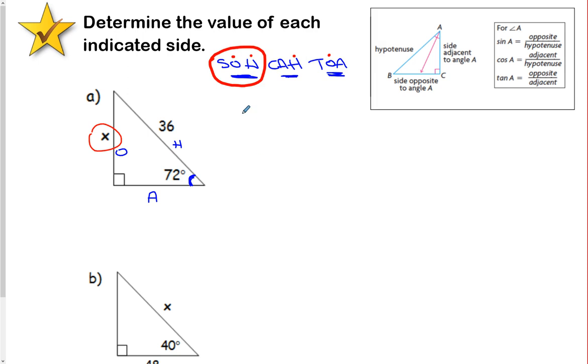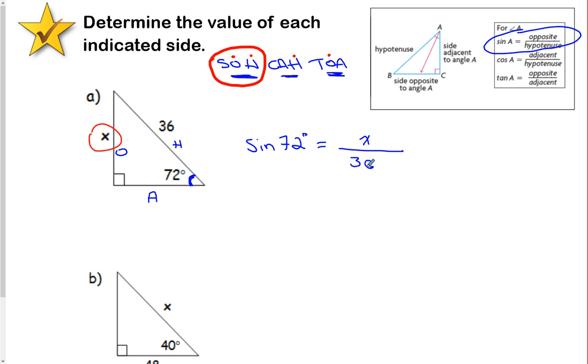So to do that, I'm going to say sine of my angle. My angle is 72 degrees. And I remember that sine means opposite divided by hypotenuse. That's right up here as well, right? So my opposite side is the one I don't know, that's x. And my hypotenuse side is 36.